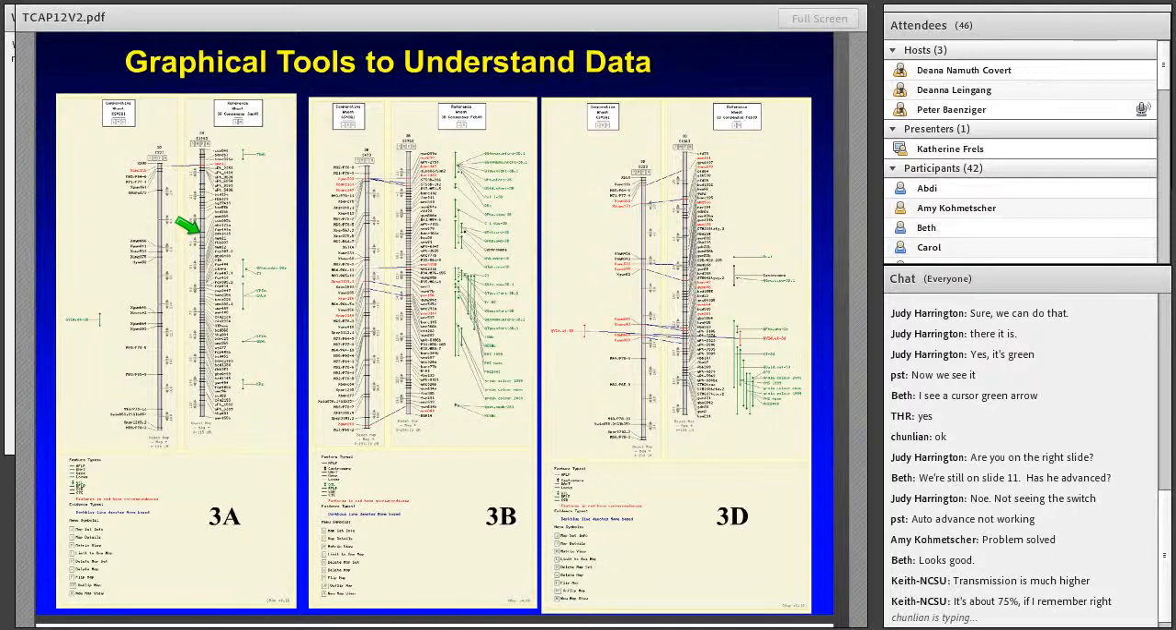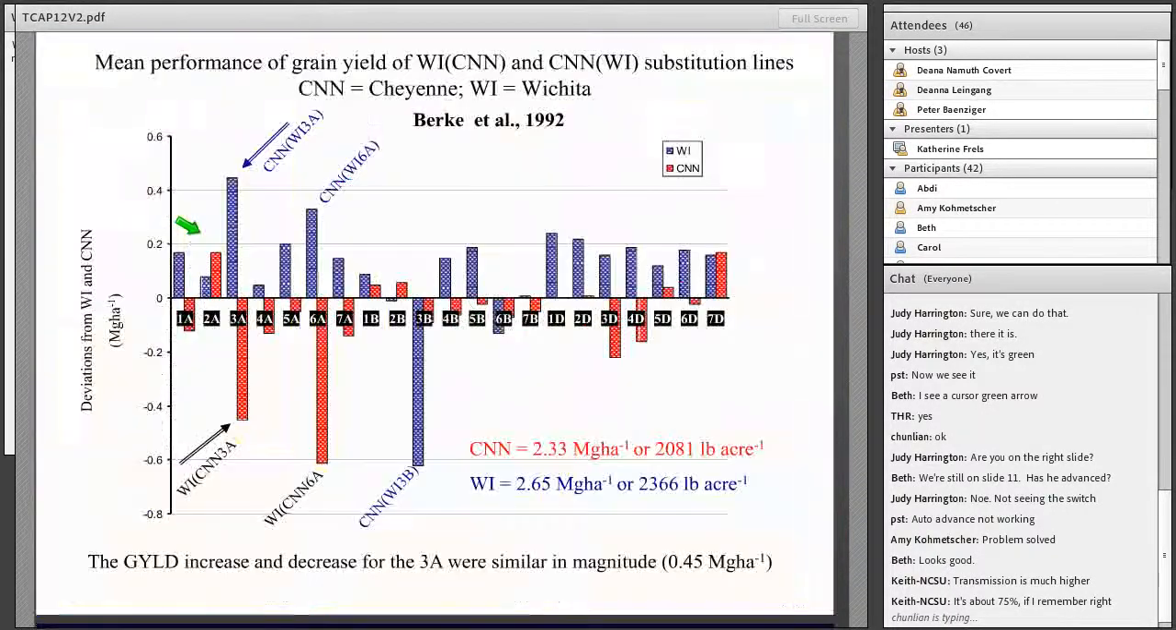There's lots of graphical tools to understand. This is CMAP, and you can see where our regions show up relative to other regions and how the markers all link together, so you can look for markers, and you can see that many segments of chromosomes, actually, we're still missing polymorphisms. That's probably due to the relationship between Wichita and Cheyenne. There just weren't any polymorphisms in certain regions.